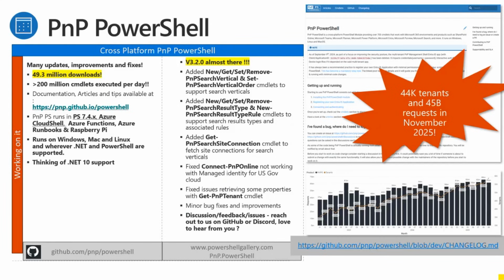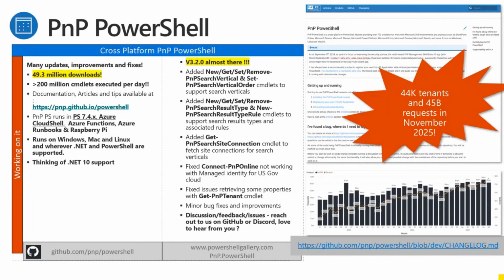Thanks, David. In the new PnP PowerShell, we added, I think, 12 new commands. Quite a few of them are now part of the nightly builds. They are related to the search vertical and the search vertical order. Besides that, we also have new commands for the search result types and the result type rules as well, so do check them out in the nightly builds. There is also a new command to fetch the site connections for search verticals.